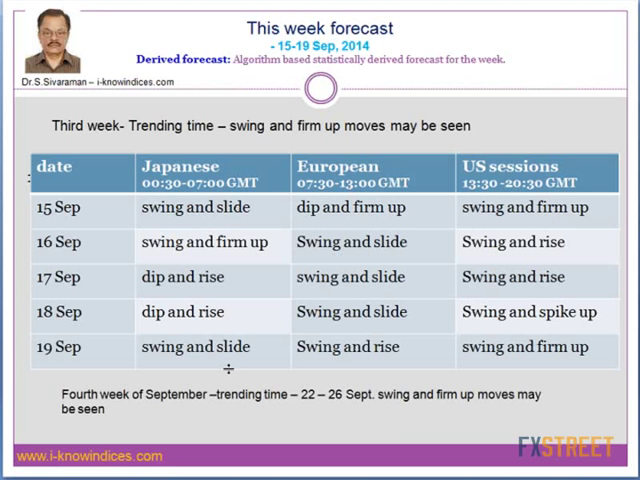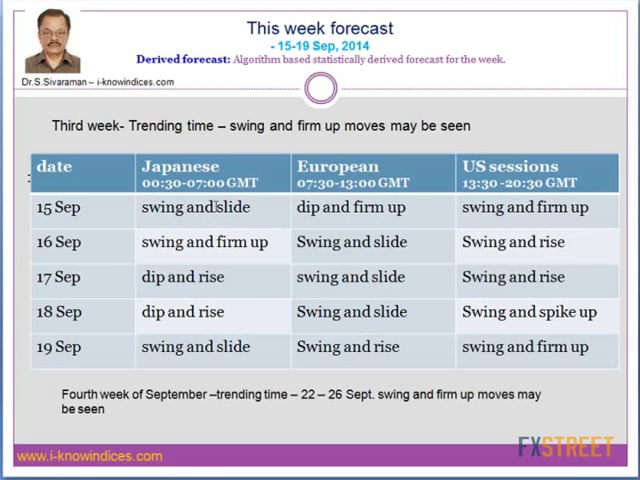They are expected to continue the same after making a weak beginning false move during the early part of the European session. So they are expected to make a small swing and slide in the case of Euro and GBP during the late Japanese session, and then they are expected to make a small dip and then firm up during the later part of the European session. The dip will be the weak beginning false move, and then subsequently, slowly and steadily, they are expected to firm up during the US session.